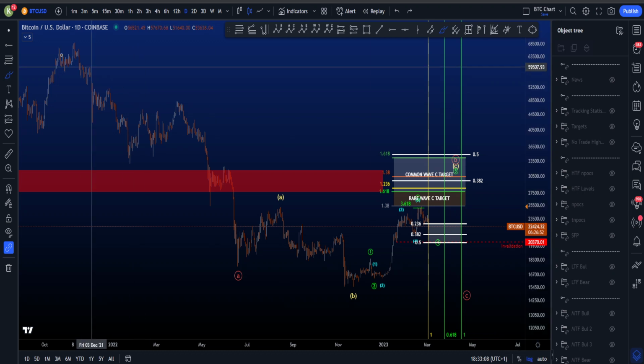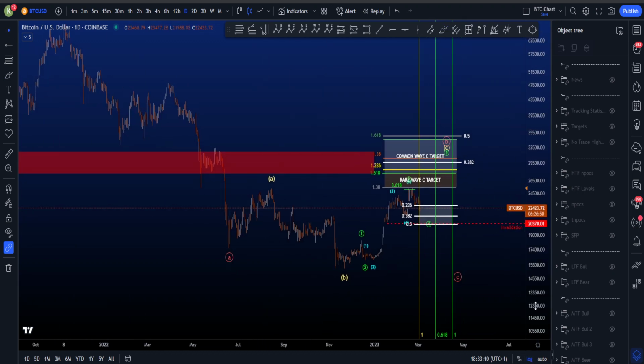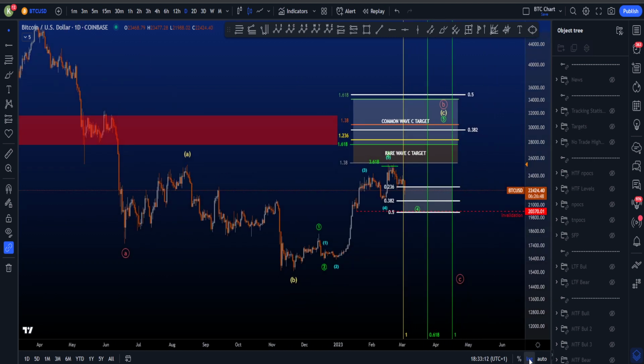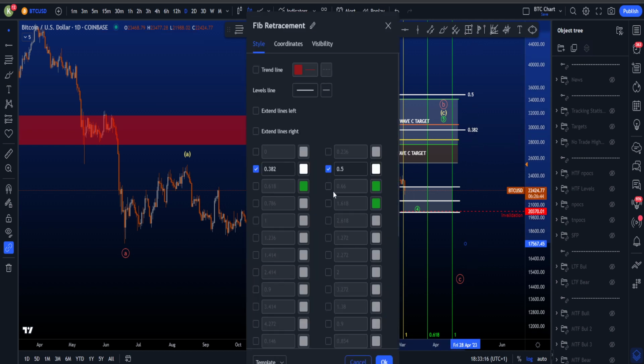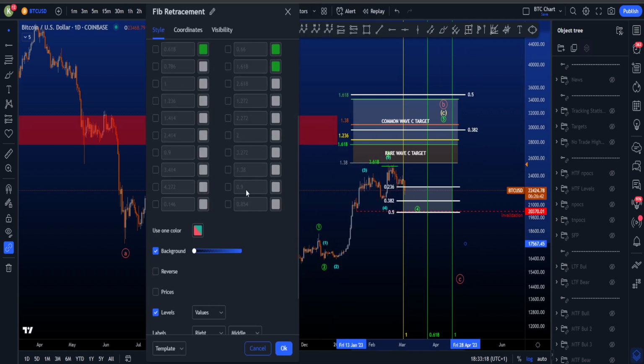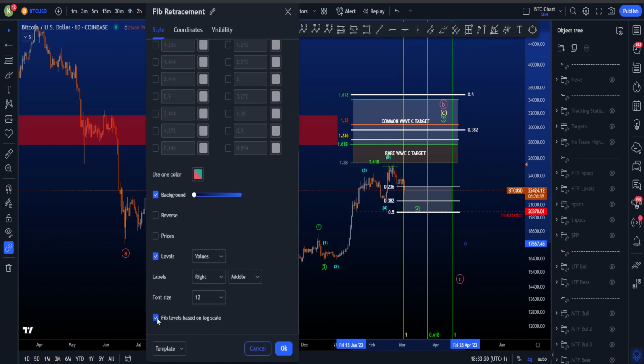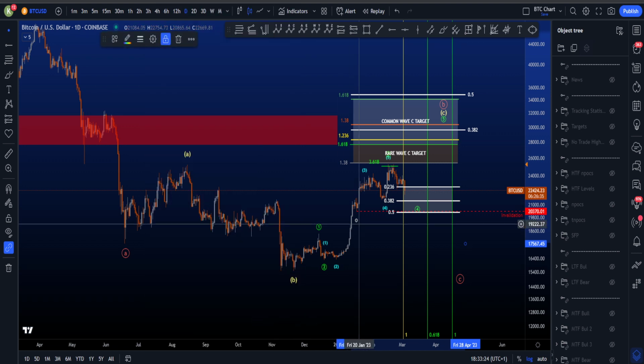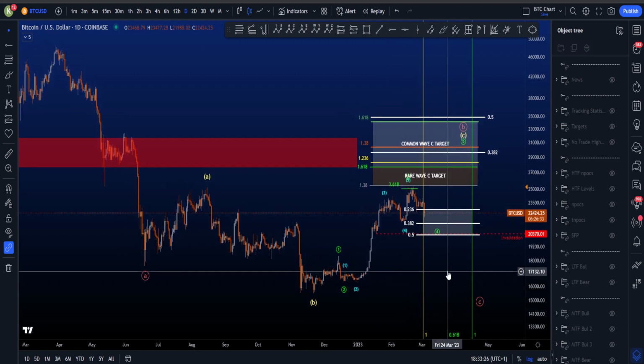If you do any analysis with Elliott waves as well on higher time frames, make sure to toggle on here the log scale. And also, if you do anything with Fibonacci or trend-based fib extensions, make sure to toggle on this one over here, fib levels based on log scale, so that everything is in line with each other.